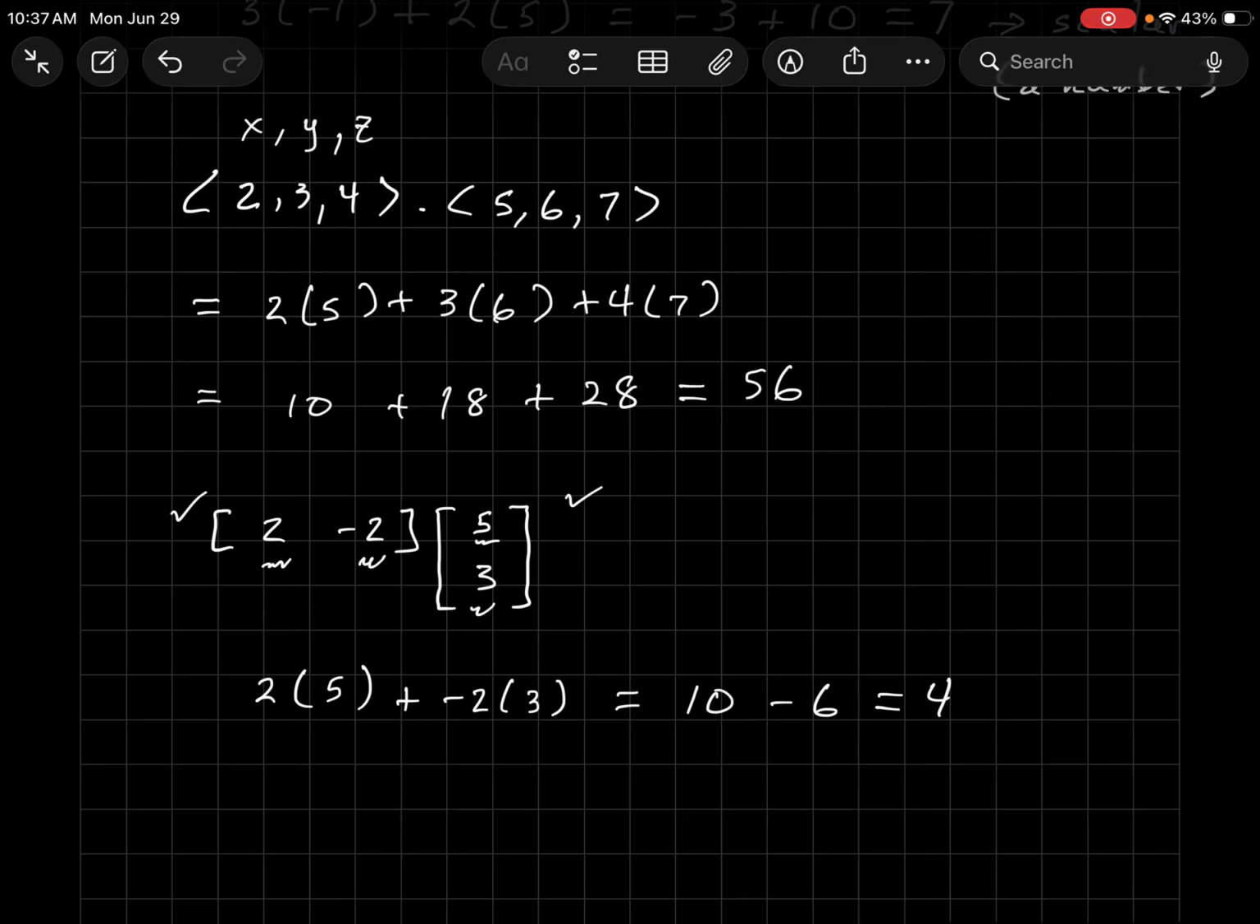So it's a multiplication of a row by a column. But it's still doing a dot product. And we'll see that very soon when we do a video on matrix multiplication.